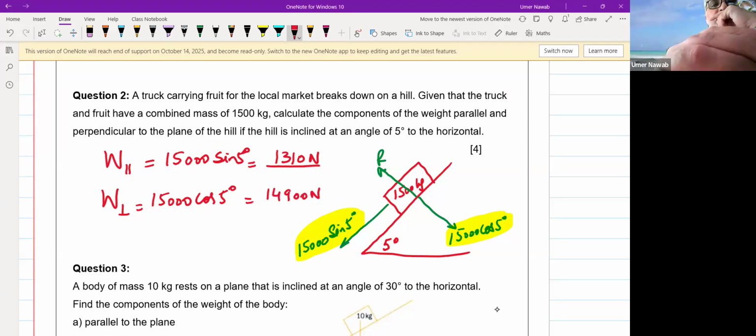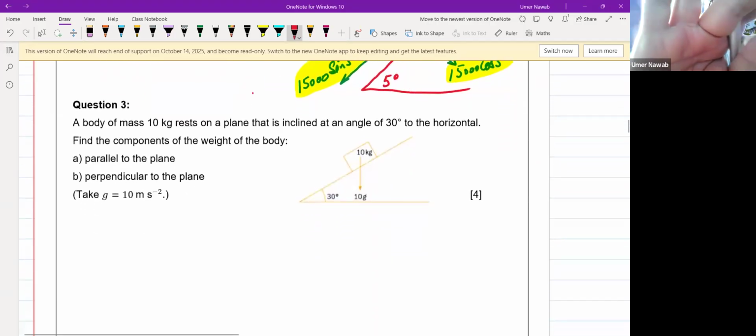14900 newtons. Let me check it again. All the answers. Yes, we are done with parallel and perpendicular.